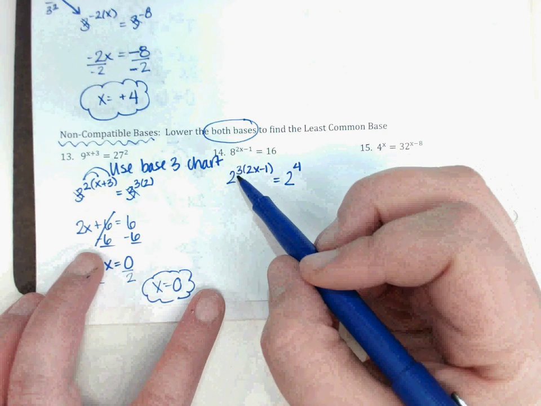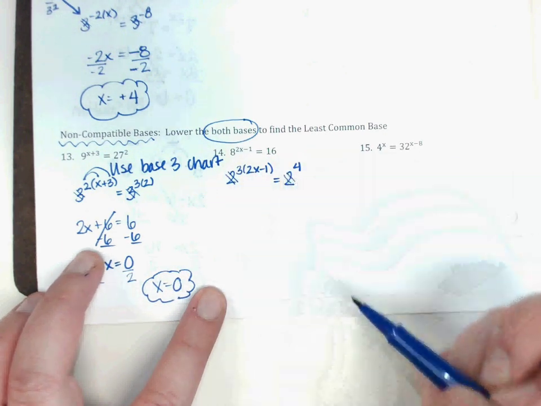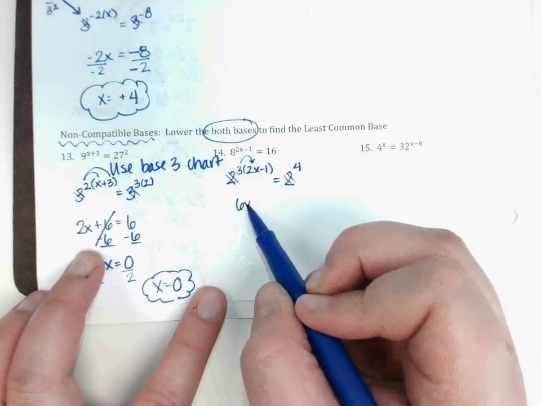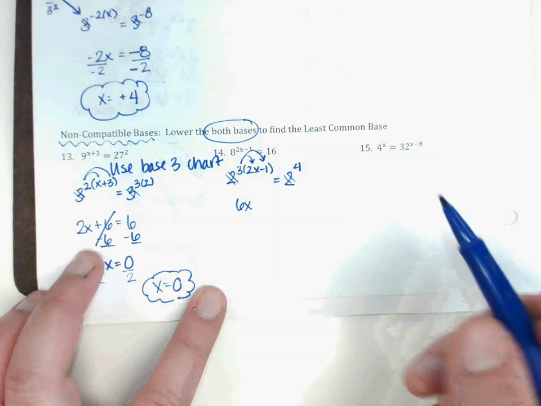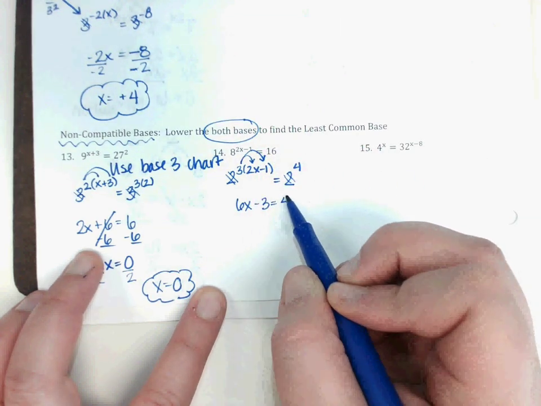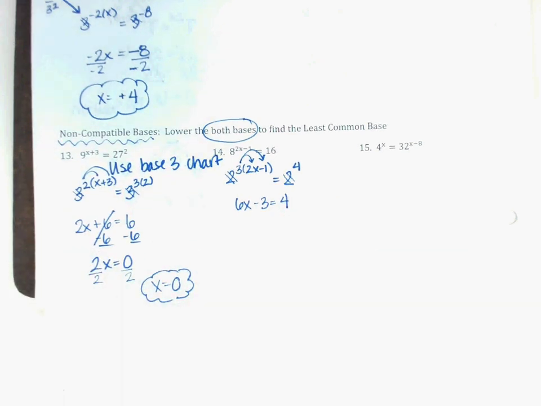The 2's are going to cross out because it's on both sides and they're the same. 3 times 2x is a 6x. And then 3 times minus 1 is a what? Negative 3 equal to 4. Because remember, the 2 crossed out, so only the exponent's going to come down.